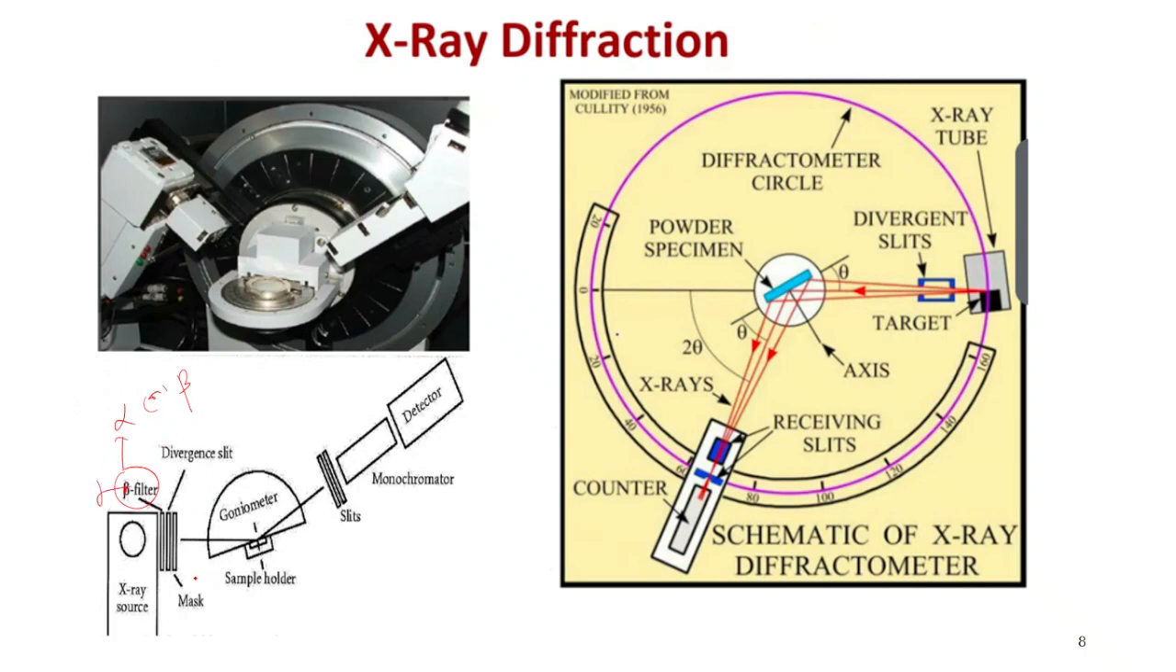Then there is the divergent slit, then the mask. These are all accessories. Then we have the goniometer, which is like the sample stage, an adjustable sample stage. And then we have the detector. What happens is X-rays come from the source, fall on the sample, get reflected, so diffracted, and get detected by the detector. So this is how it looks.